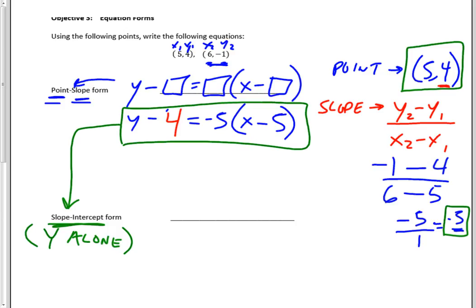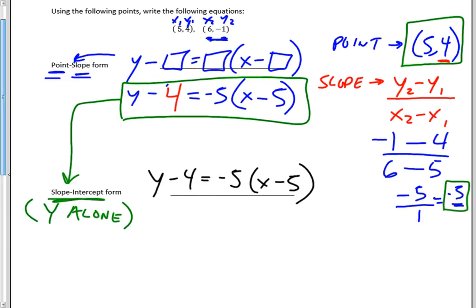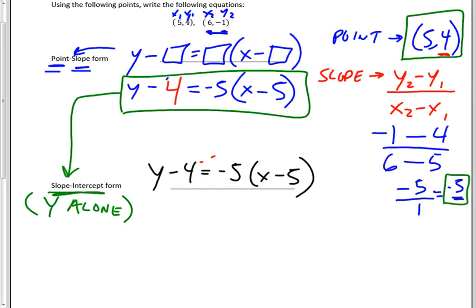For this one, I don't want distribution, so let's get rid of it. Let's write this down first. Y minus 4 equals -5, X minus 5. So to get to this, we have to start with this. This times this times this. What's a -5 times a -5? Plus 25.